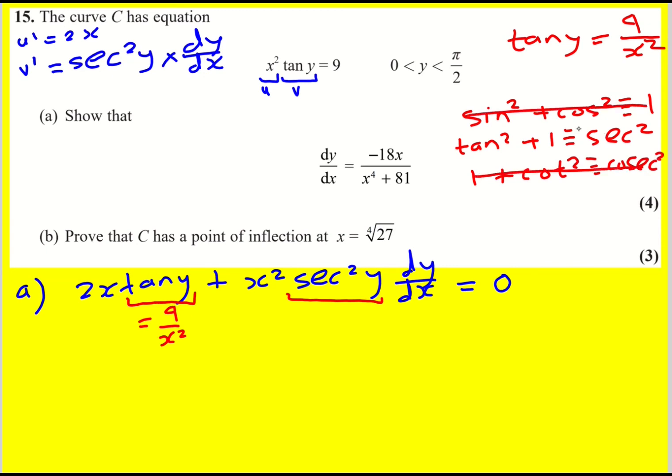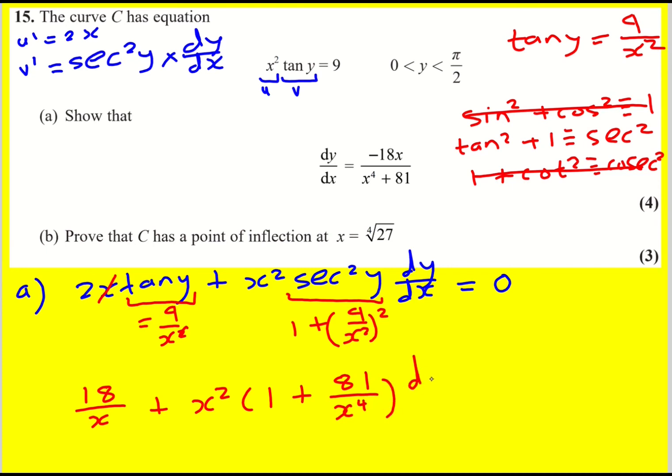Okay, we want to use this one here, which means sec squared is 1 plus tan squared, so it'll be 1 plus 9 over x squared, squared. That means, what am I going to get? I'm going to get 18 over x, because this is going to cancel with this, times, oh, sorry, the tan y is now gone. So yeah, it's 2x times 9 over x squared becomes 18 over x, plus x squared, bracket 1 plus 81 over x to the 4, dy by dx is equal to 0.